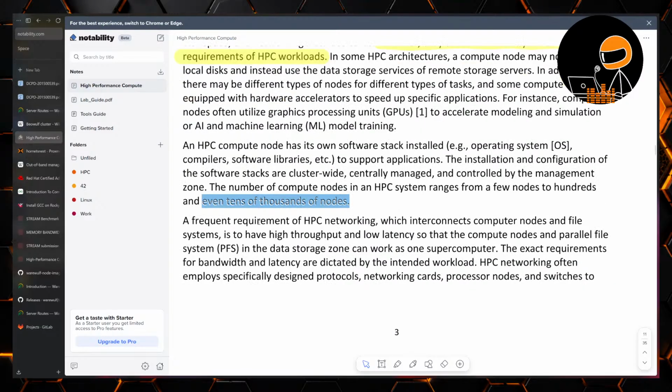Beauty of change management. All right, a frequent requirement of HPC networking, which interconnects compute nodes and file systems, is to have high throughput and low latency so that the compute nodes and parallel file systems, PFS, in the data storage zone can work as one supercomputer. The exact requirements for bandwidth and latency are dictated by the intended workload.